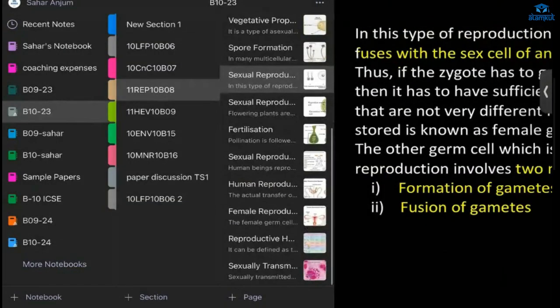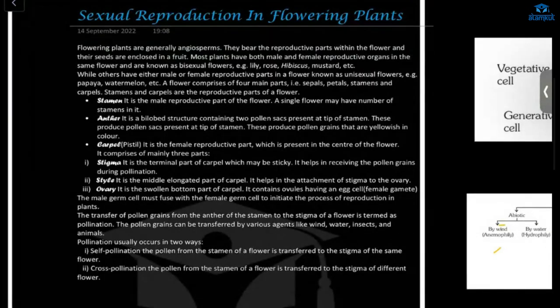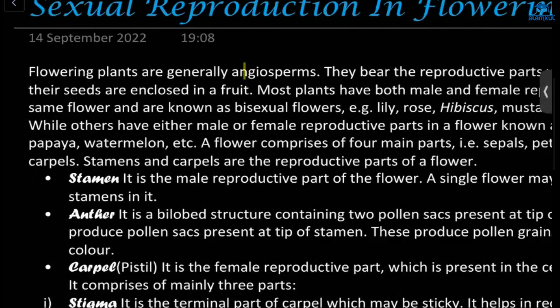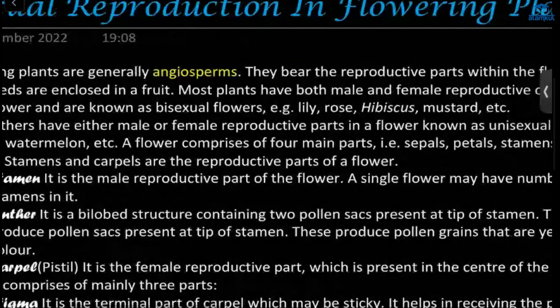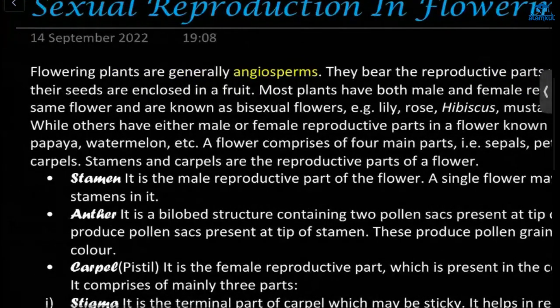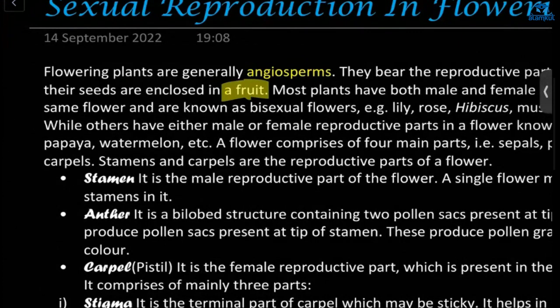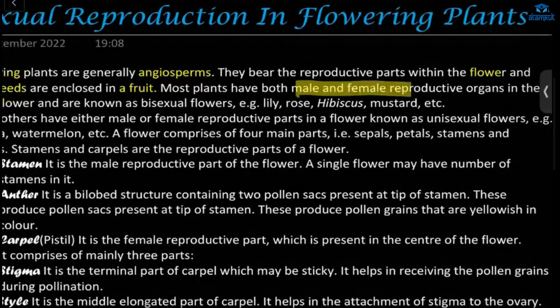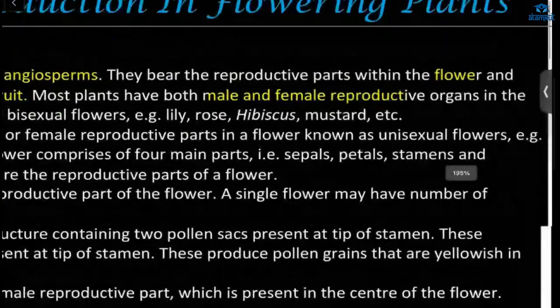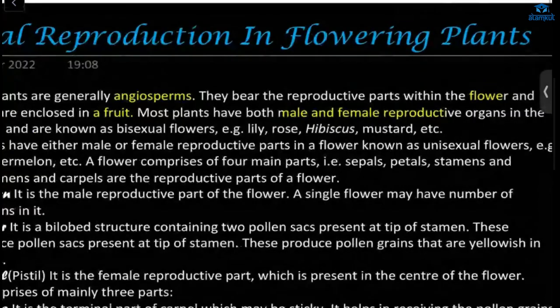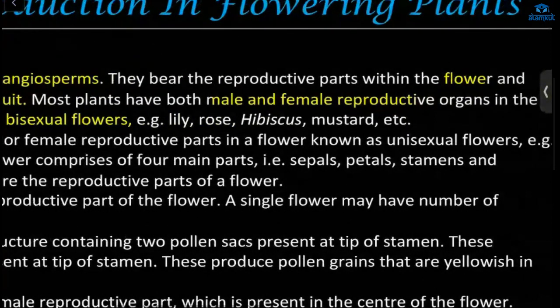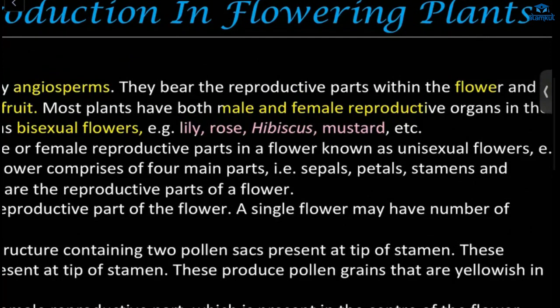Next, we'll talk about the sexual reproduction in flowering plants. I think you all know that flowering plants are called angiosperms. So reproductive parts are within the flower, and their seeds are enclosed in fruits. The fruits will have the seeds, and the flower will have the reproductive parts. If the male and the female reproductive organs are present in the same flower, then that flower is known as a bisexual flower. For example, lily, rose, hibiscus, mustard.